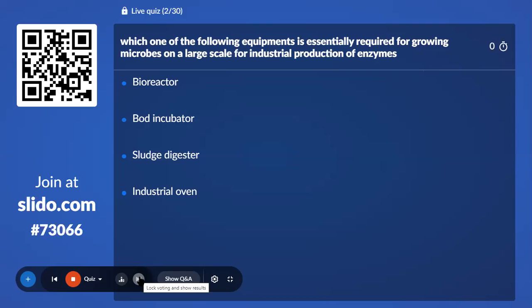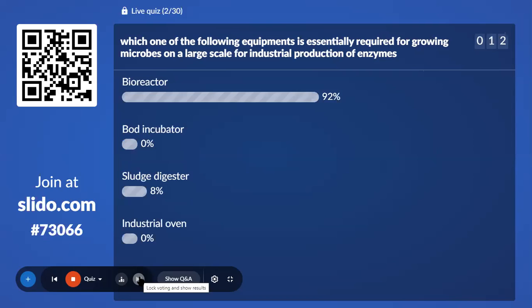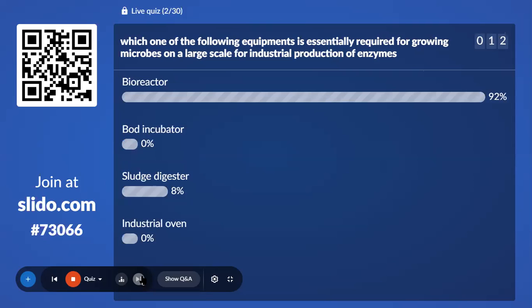And your time's up. Checking the poll rate. And 92% students have voted it as bioreactor. Moving on to reveal the correct answer. And it's option A, bioreactor. And finally, moving on to the third question, after which we have the leaderboard. The third question of the day.